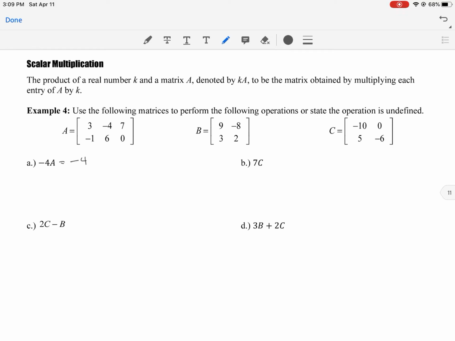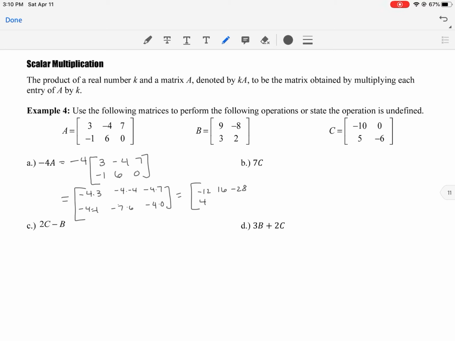Okay, so let's look at the next part, which is scalar multiplication. The idea is that we're going to have some coefficient. In this case, we've got a -4, and we're distributing that to matrix A. Matrix A is 3, -4, 7, -1, 6, 0. What we do there is take this number out front and multiply it by each of those entries: -4 times 3, -4 times -4, -4 times 7, -4 times -1, -4 times 6, -4 times 0. And our answer would result in -12, 16, -28, 4.